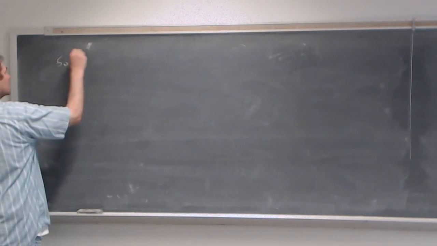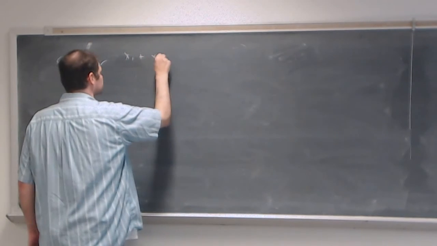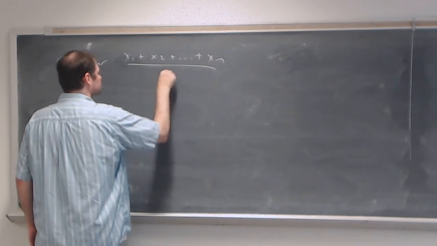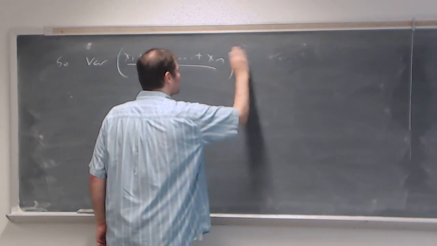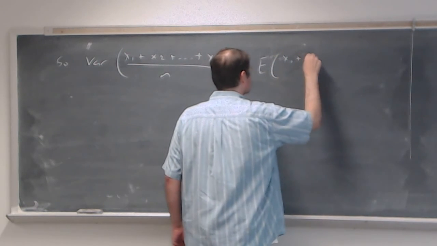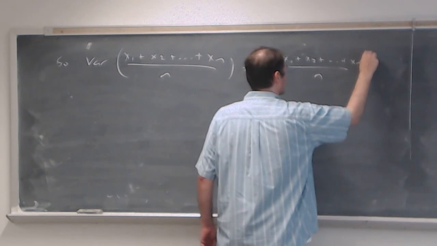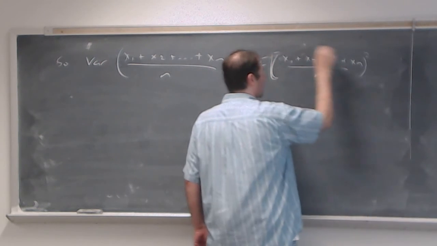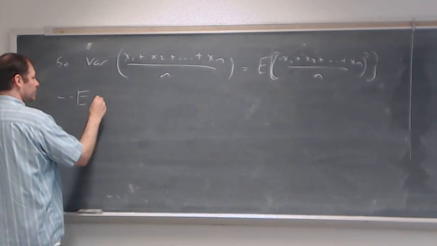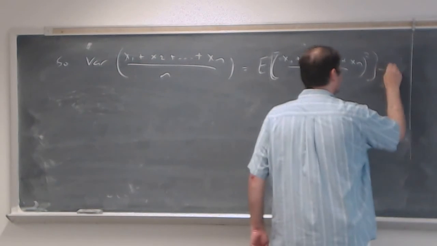So, what is the variance of x sub 1 plus x sub 2, all the way up to x sub n, over n? That's what we're working for. It is equal to, remember, the expected value of this squared, minus the expected value squared. Well, I already have this. It's minus mu squared.